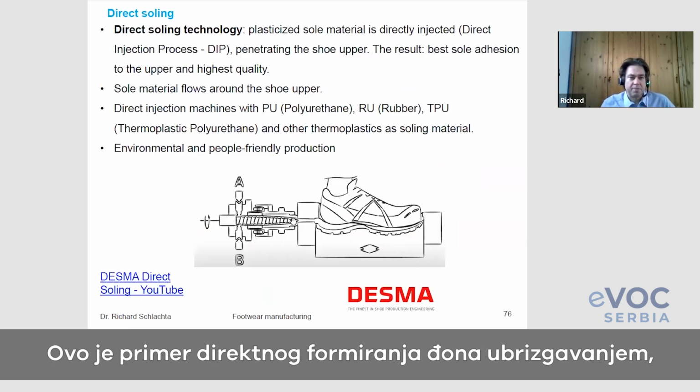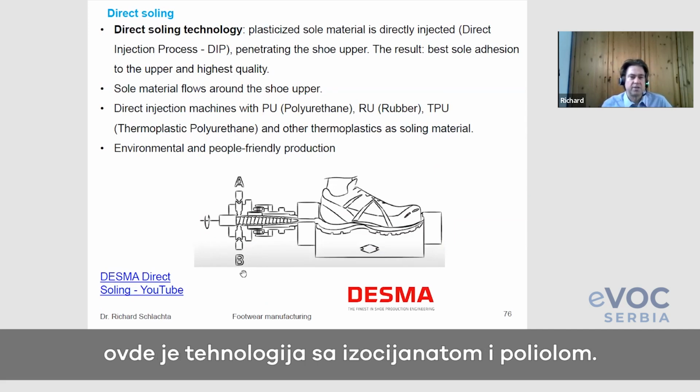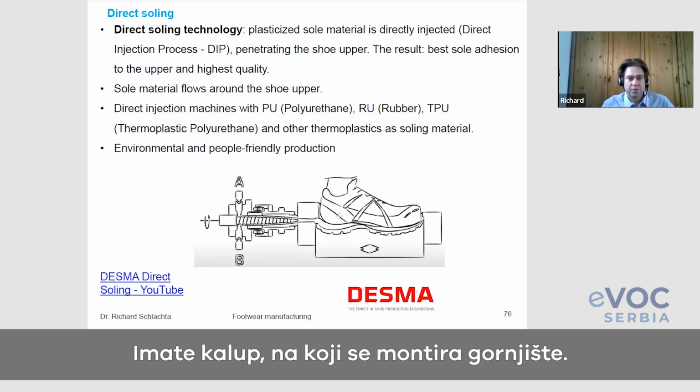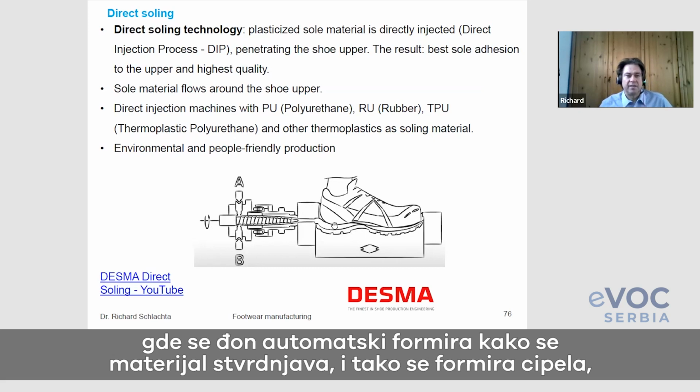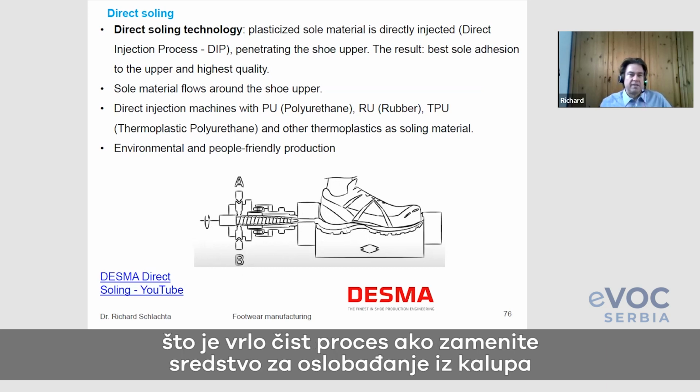Here is an example of direct soling. You see that's the injection. You have, for example, isocyanate and polyol. You have this form, and you put the upper in this mold. It's called a mold, and then the injection material comes in, and the sole is automatically formed as it gets hard, and you have this assembly together. In other words, you have a very clean process.